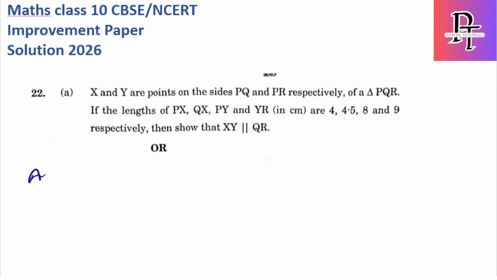So for the 22nd we have an option: you have to solve either A or B, so we'll solve both now. Based upon your exam scenario, if I were in your position, I will explain what I would choose. Part A: X and Y are points on sides PQ and PR respectively of triangle PQR, with the lengths PQ and PR given. They want us to prove something, so simply using BPT we can get this answer. So A is easy. What about B?